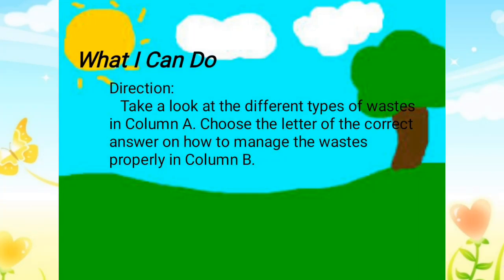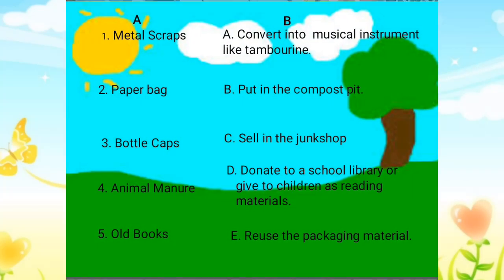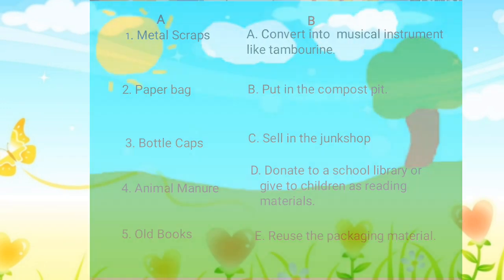Take a look at the different types of waste in column A. Choose the letter of the correct answer on how to manage the waste properly in column B. Number 1, metal scraps. Number 2, paper bags. Number 3, bottle caps. Number 4, animal manure. And number 5, old books.